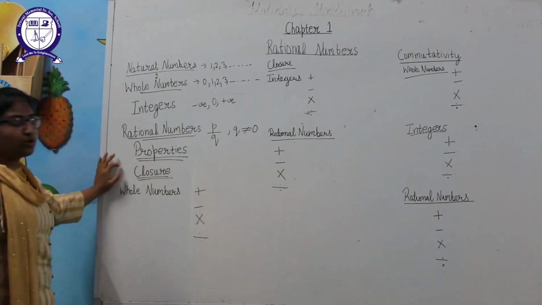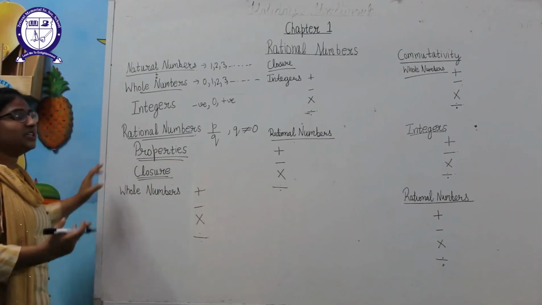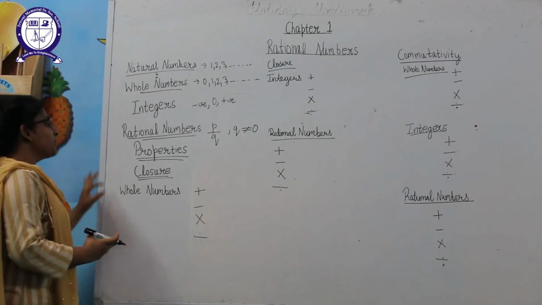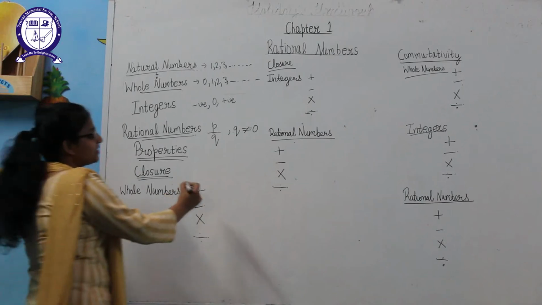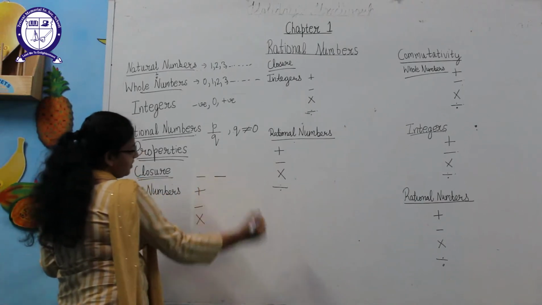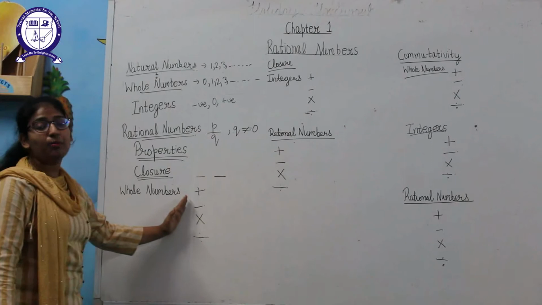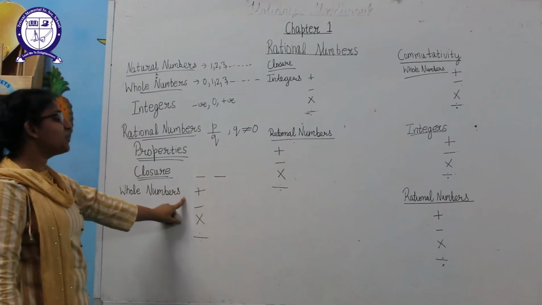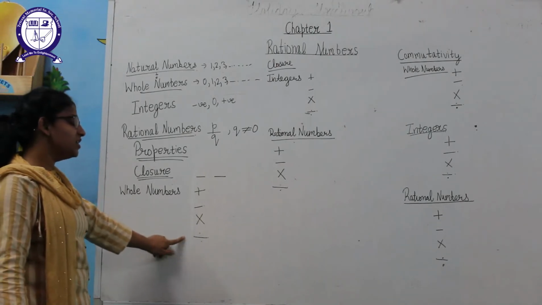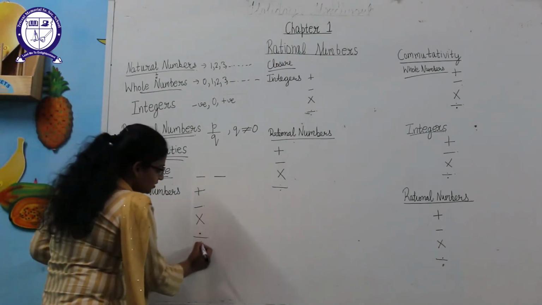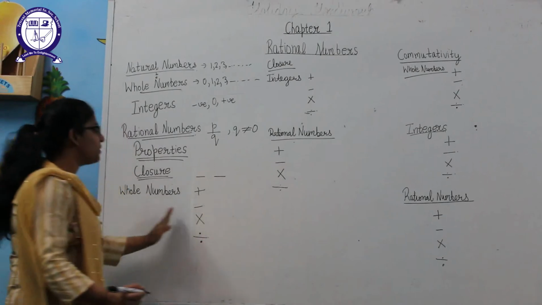First we will talk about closure property. As you have studied earlier in 7th class, in the closure property, we take two numbers and we apply operations. These are the fundamental operations, which are addition, subtraction, multiplication, and division. These are the operations we apply.